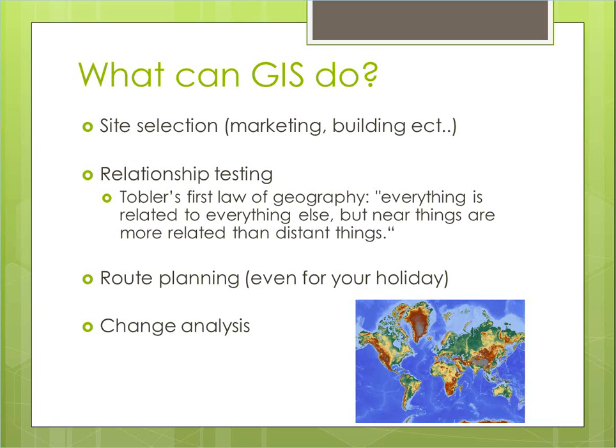So what other things can GIS do? Site selection, as we just looked at. It can be for marketing, for building, anything. For testing relationships between things, such as why is it hot in this area but not in the area next to it. You might find that there's something in between, such as a mountain.